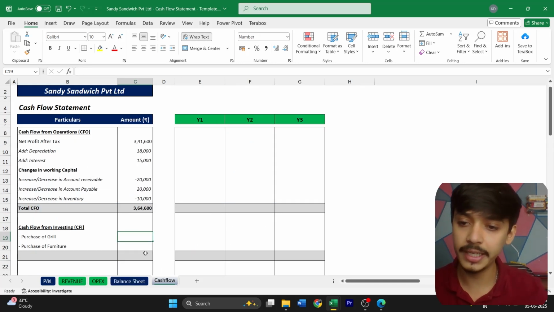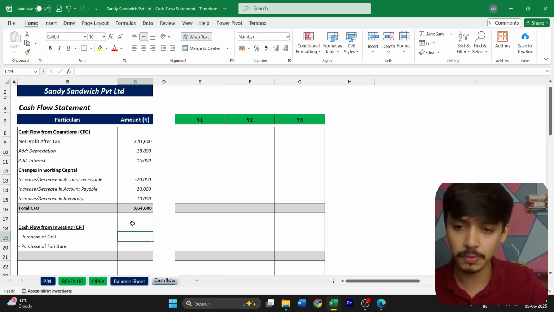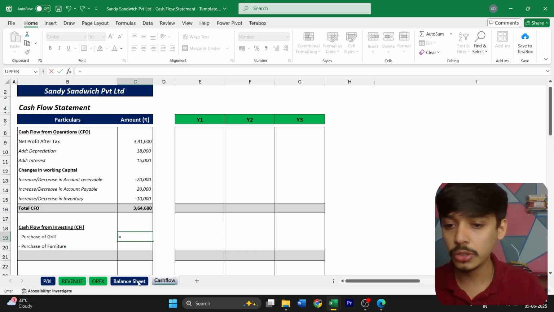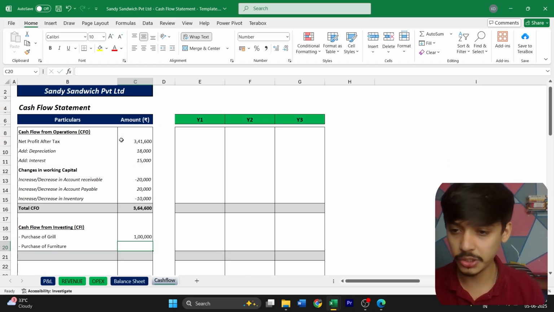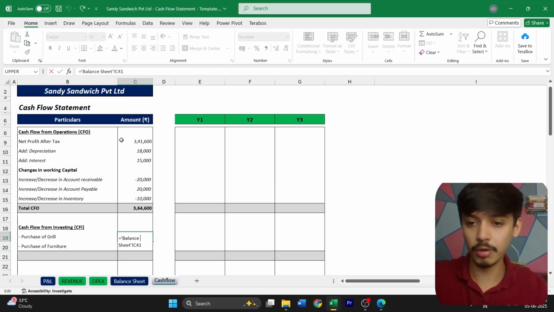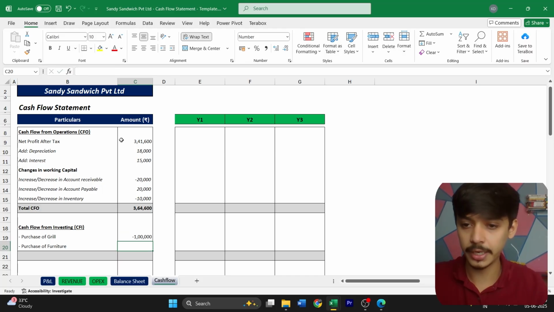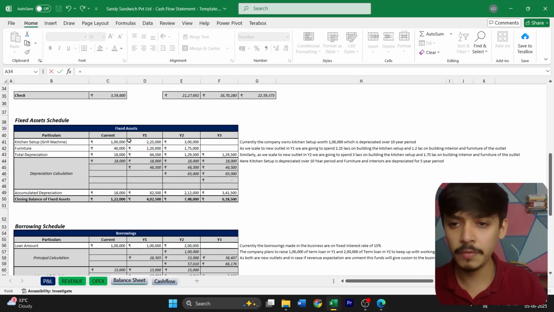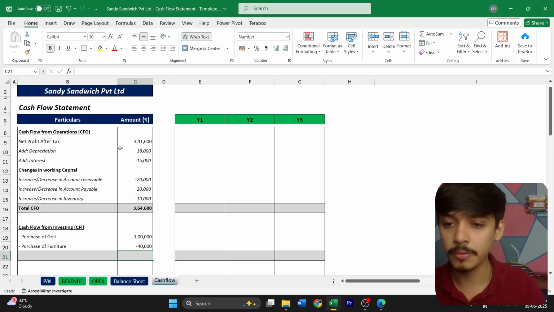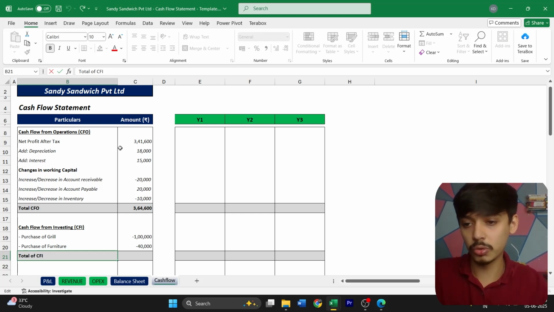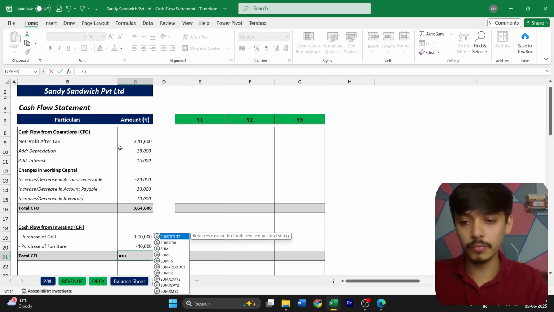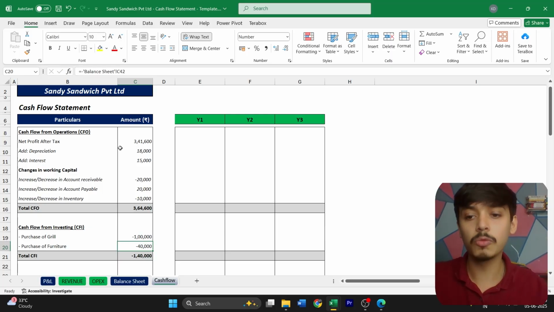But since we already have the fixed asset schedule with us, we will directly take the amounts from there. So this will be equal to 1 lakh rupees of purchase of grill. Now this is a negative amount, so we are going to give a negative sign. And then we have purchase of furniture, which is similarly taken from the fixed asset schedule, that is negative 40,000, which is paid towards purchase of furniture. So total CFI, which is the sum of these two, is negative 1,40,000.